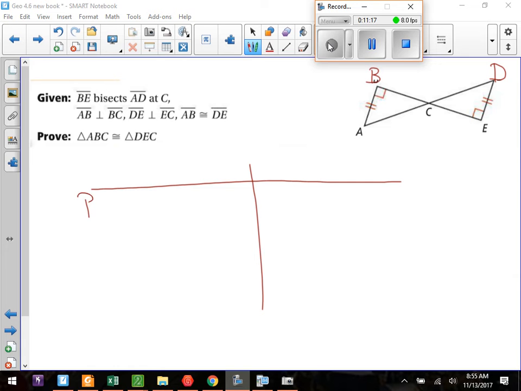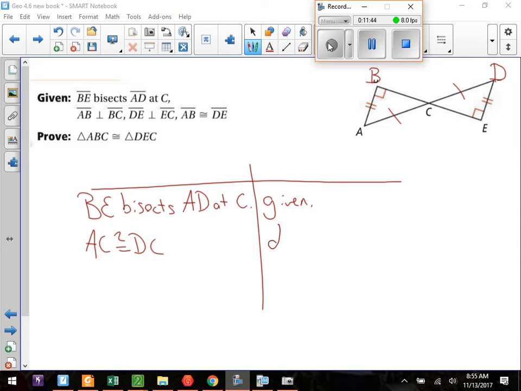So BE bisects AD at C. Okay? Now that means that AD was the one that was bisected. So that tells you that you have segments AC and DC that are the same. Definition of a segment bisected.